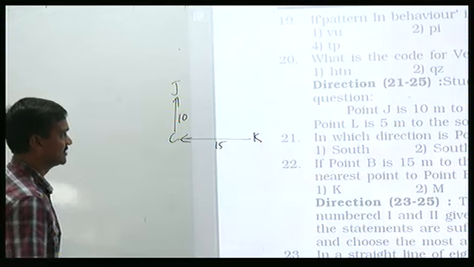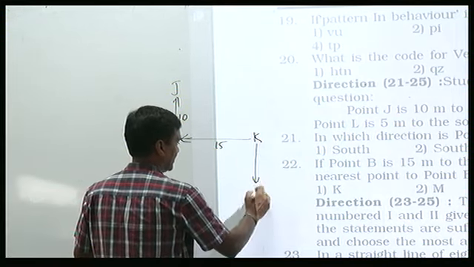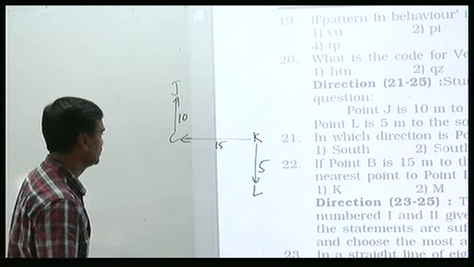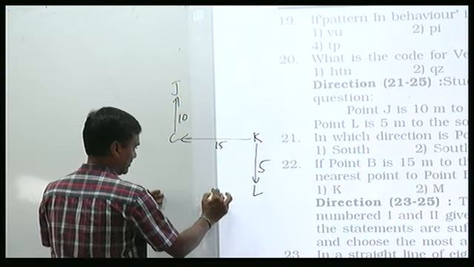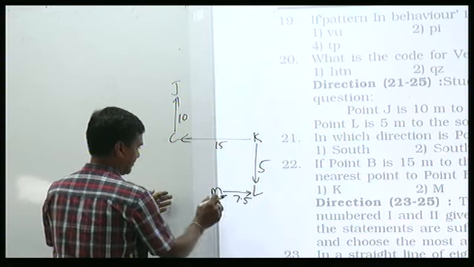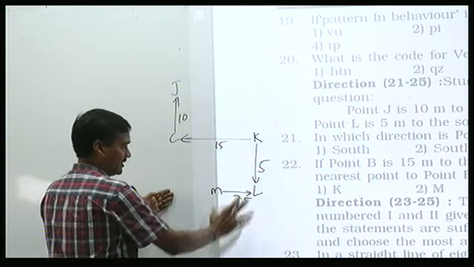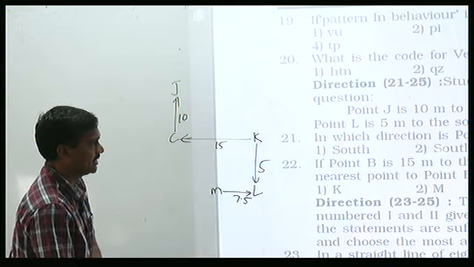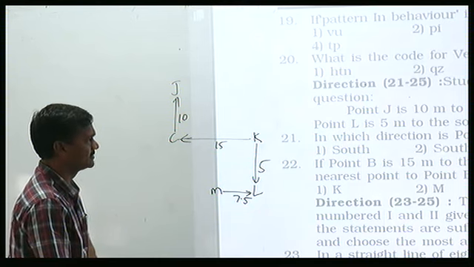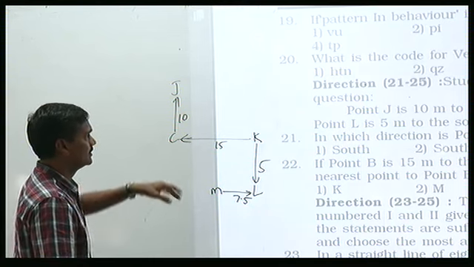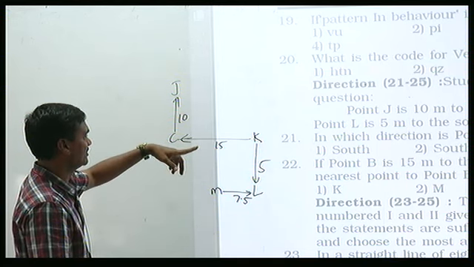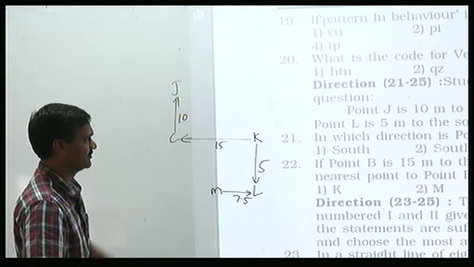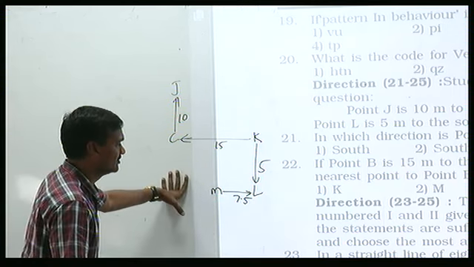And L is 5 meters to the south of K. L is 7.5 to the east of M. M is here, this is 7.5. That means, from here to here it is 15. M is midway in between C and K. Next one. L is 7.5. J is 10 meters. C is 15 meters to the west of K. And L is 5 meters to the south of K. L is 7.5.